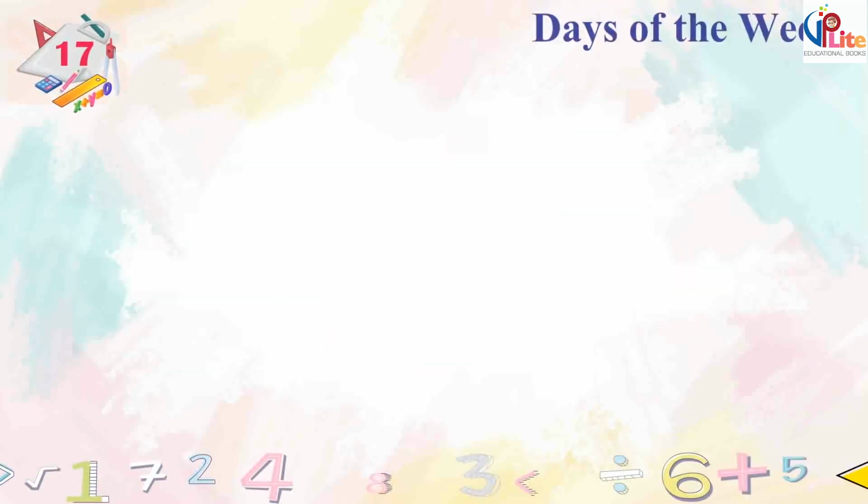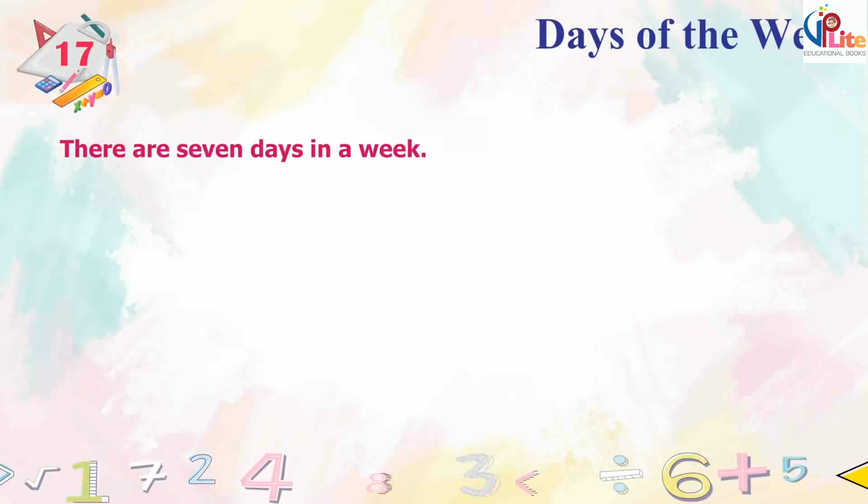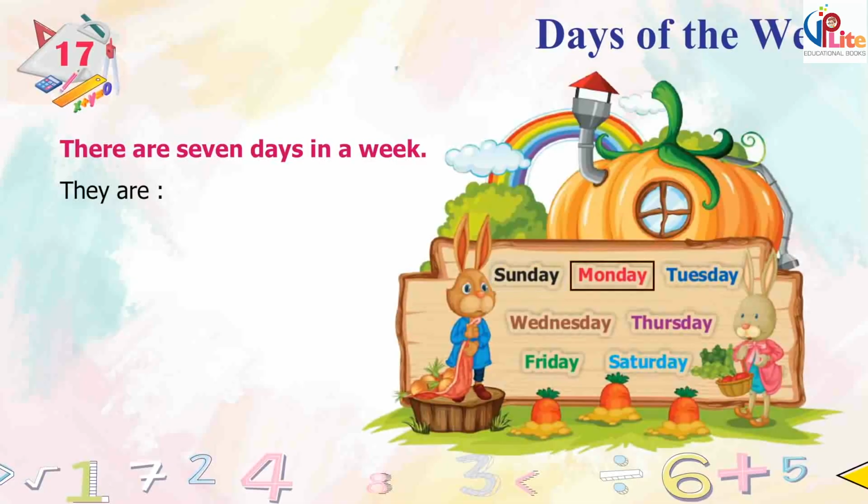Chapter 17. Days of the week. There are 7 days in a week. They are Sunday, Monday, Tuesday, Wednesday, Thursday, Friday, Saturday.